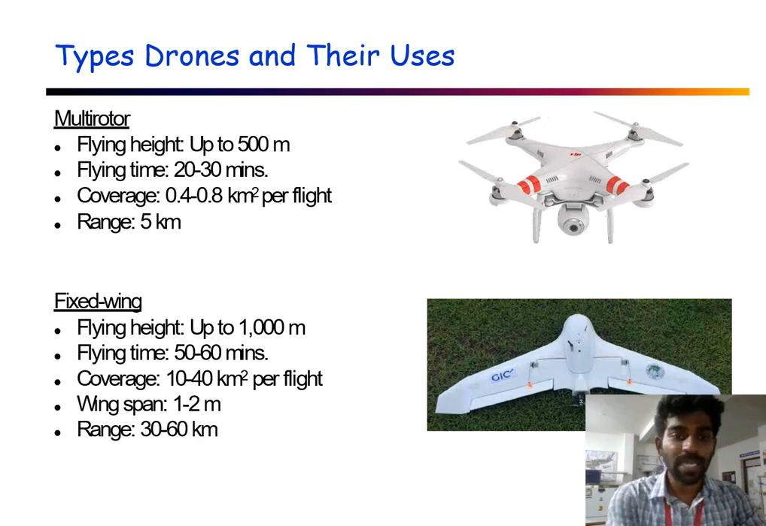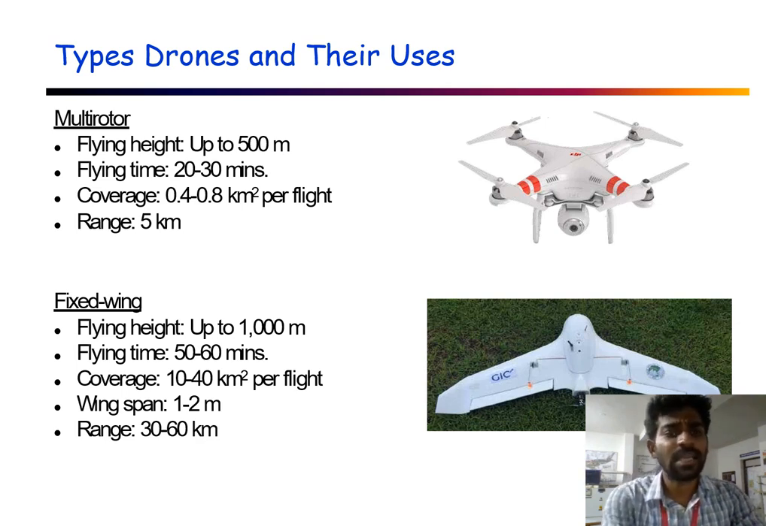As for the types of drones and their uses, a multi-rotor has a flying limit of up to 500 meters from ground level, a flying time of 20 to 30 minutes, a coverage of 0.4 to 0.8 square kilometer per flight, and a range of 5 kilometers. A fixed wing has a limit of up to 1000 meters.